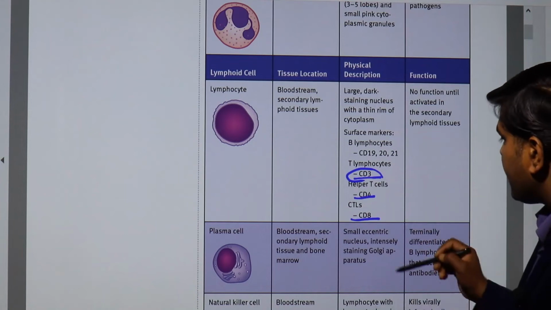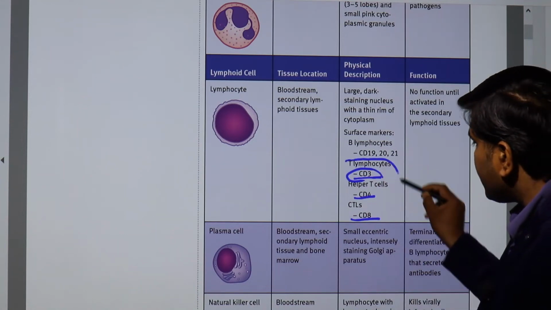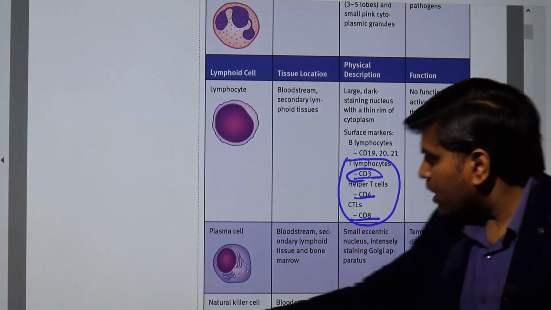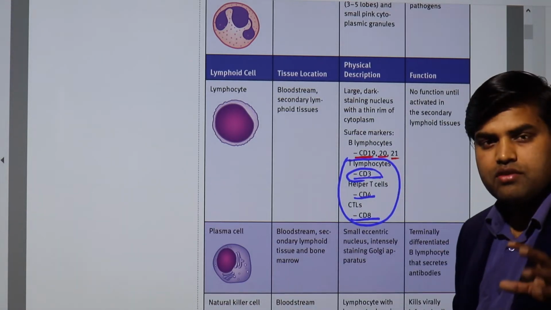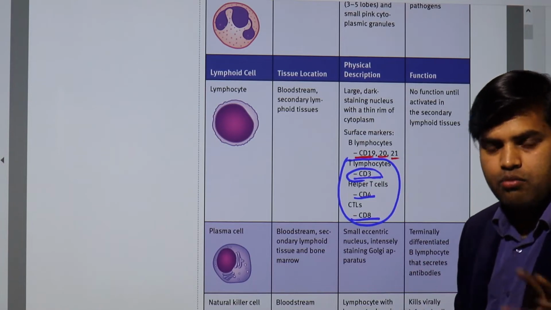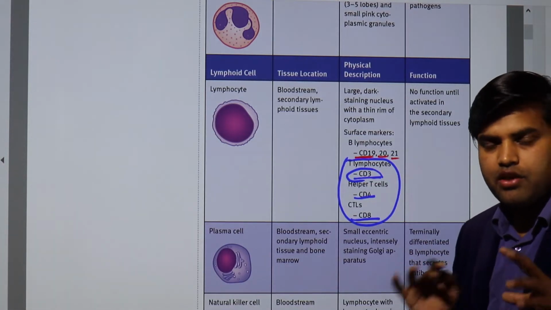There will be additionally CD8. These are the markers of the T lymphocyte, and the major important markers of the B lymphocyte are CD19, CD20 and CD21. So this is very important, you have to remember, because you will have a question related to this.